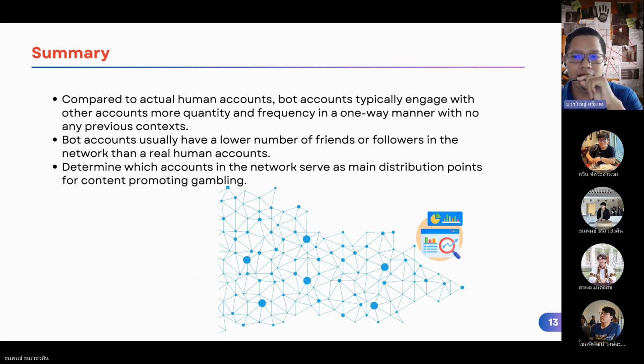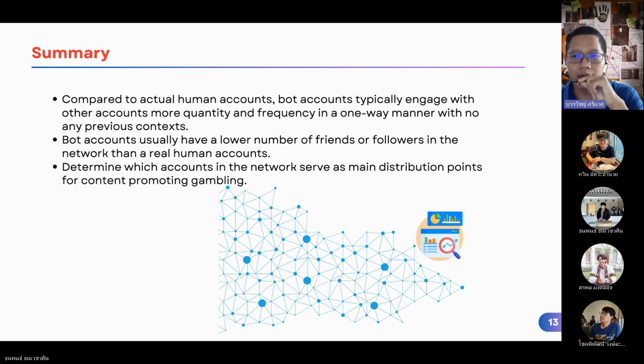In this summary page, motivated by the widespread promotion of gambling websites on social media platforms like Facebook, we sought to reduce such advertisements by employing graph network analysis. This method allows us to identify and classify user accounts which promote gambling websites, distinguishing between real human users and bot users. The analysis results in three key conclusions as follows.